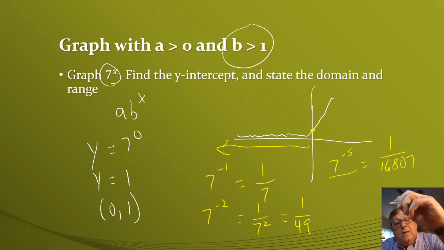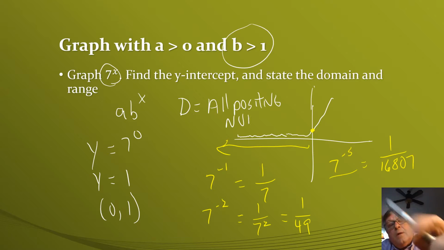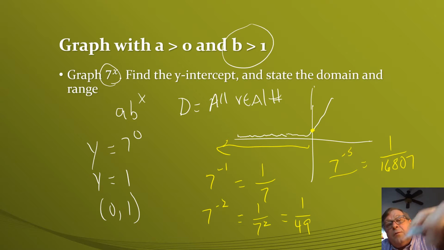So my domain then is going to be all real positive numbers. No, excuse me. I'm thinking about my range. My domain is going to be all real numbers, period, from negative infinity out to infinity. Now, I almost messed up there because I had my mind on the range there for a moment.